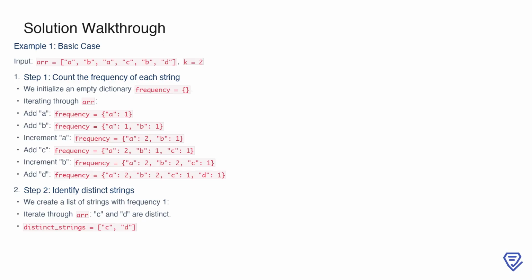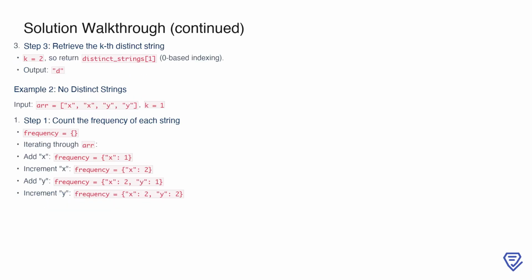Next, we identify distinct strings, which are the ones that appear only once. To do this, we iterate through the array and check the frequency of each string. Here, c and d each have a frequency of 1, so we collect them into a list called distinct_strings, which becomes c, d. Now that we have the list of distinct strings, the final step is to retrieve the kth distinct string.